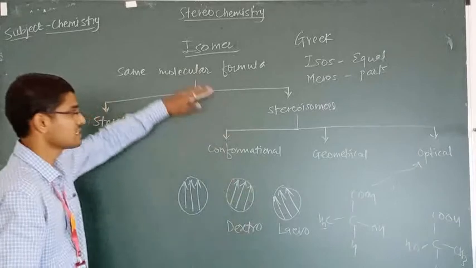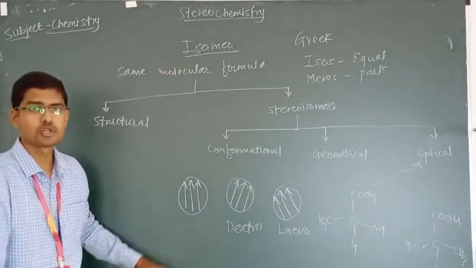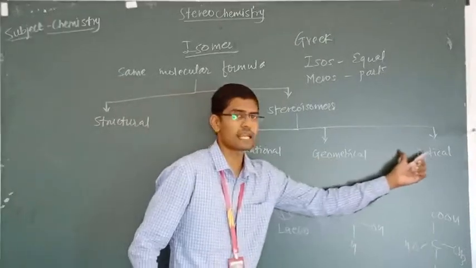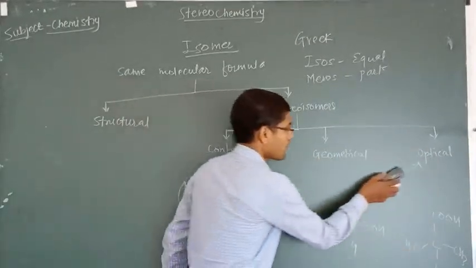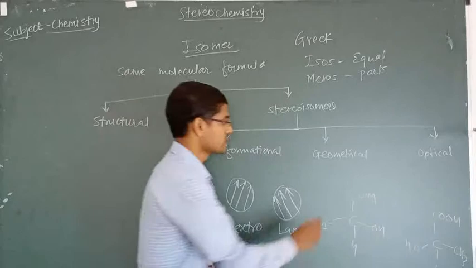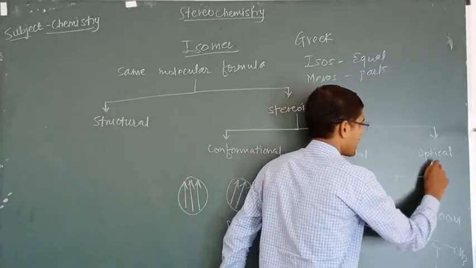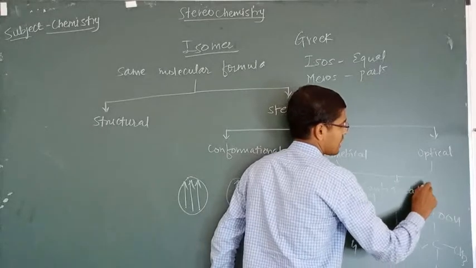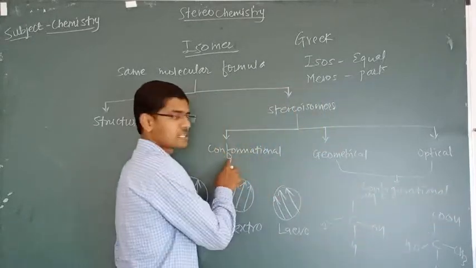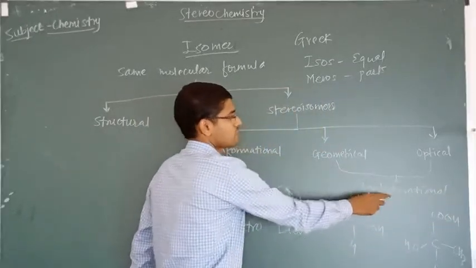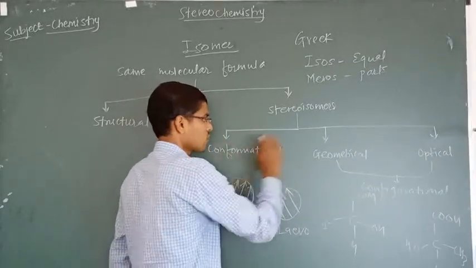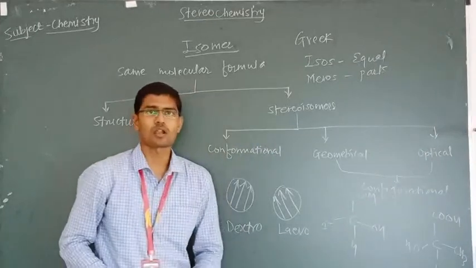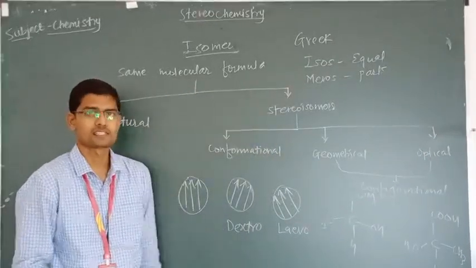So this is the classification of isomers into structural and stereo, and stereo into conformational, geometrical and optical. And again, geometrical and optical isomers are also called configurational isomers. Conformational isomers and configurational isomers. You can categorize initially conformational, configurational, then geometrical and then optical. This is all about isomers and their classification. Thank you.